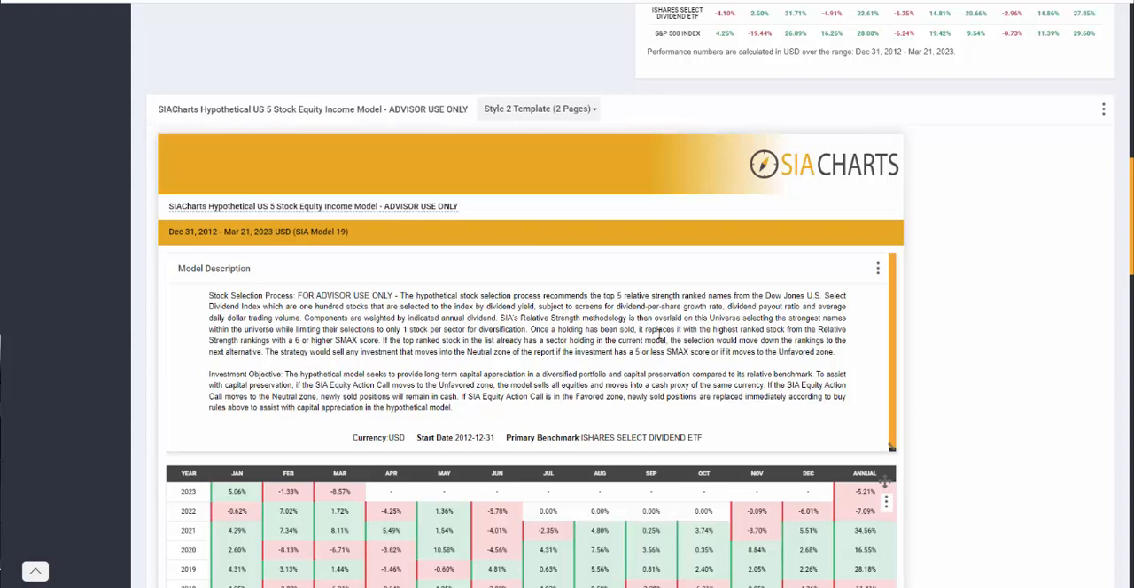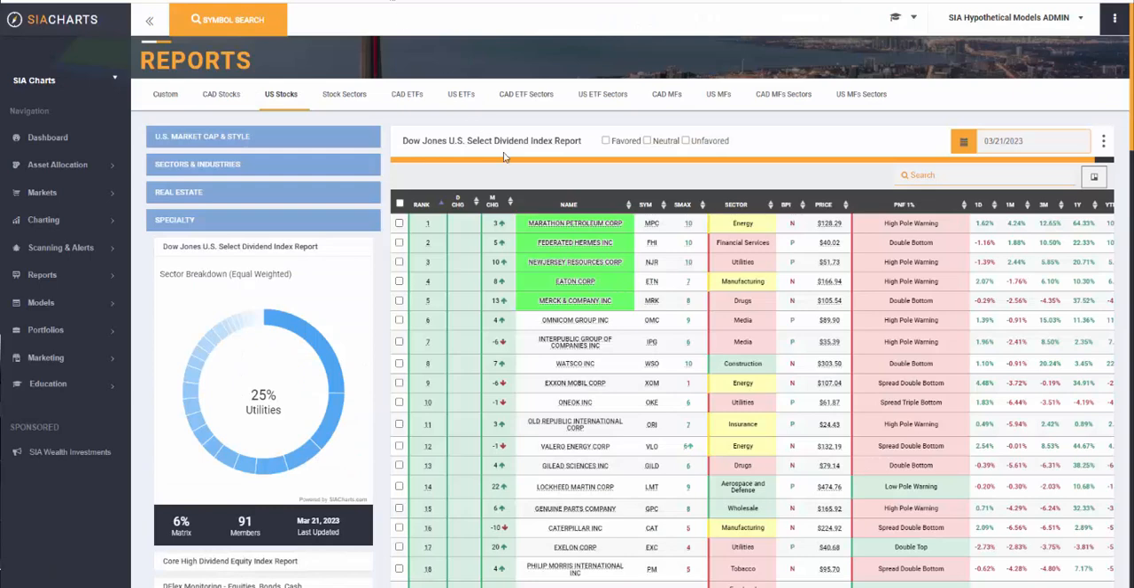What we are utilizing is the Dow Jones US Select Dividend Index for this universe. This index can be found in the Reports tab under US Stocks and then within the Specialty area of the tab. The Dow Jones US Select Dividend Index is an index comprised of 100 stocks that are selected by dividend yield. There are additional quantitative metrics such as dividend per share growth rate, dividend payout ratio, and average daily dollar trading volume. Components are then weighted by indicated annual dividend.